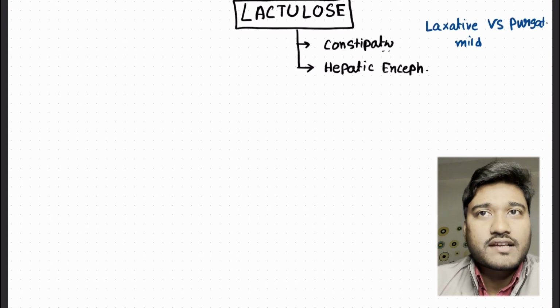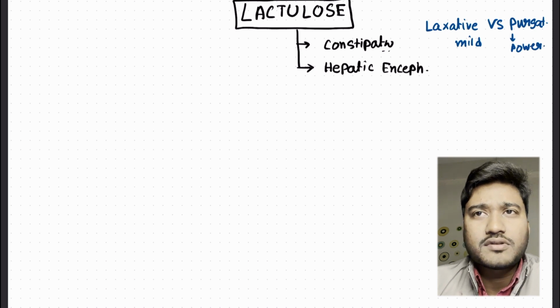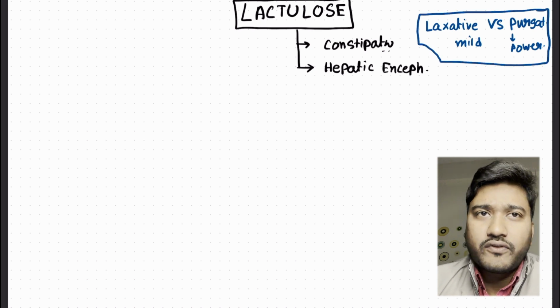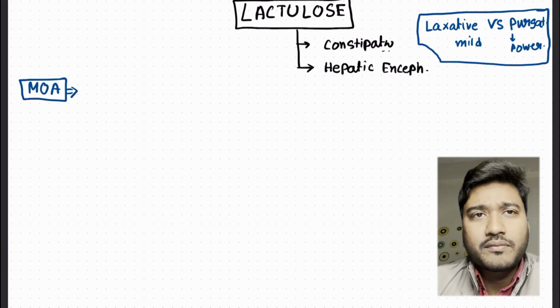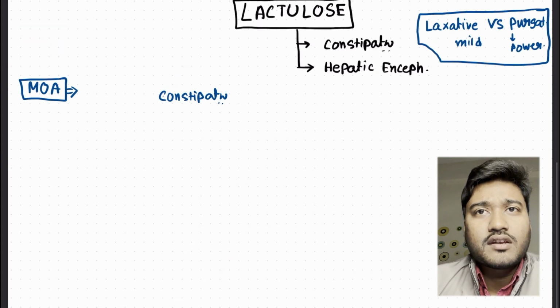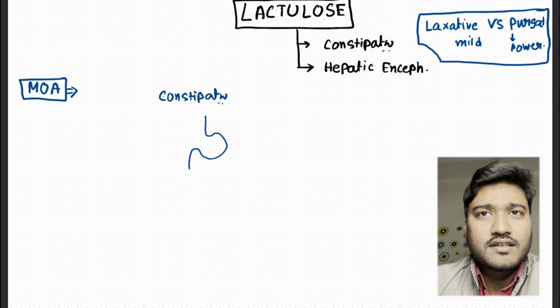In high dose, a laxative basically acts as a purgative. Laxative is of milder action and purgative is of powerful action. Laxative leads to only evacuation of formed stool, whereas purgative evacuates both formed as well as non-formed stool. Now let's discuss the mechanism of action of how lactulose acts in constipation.